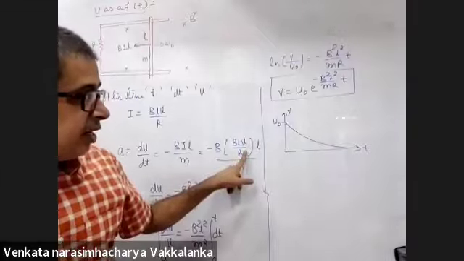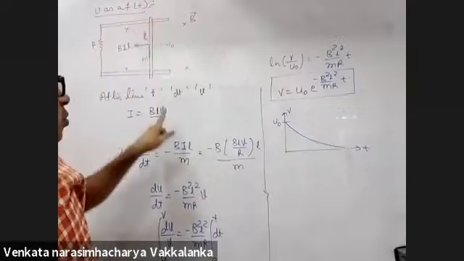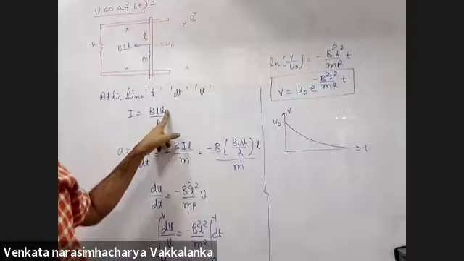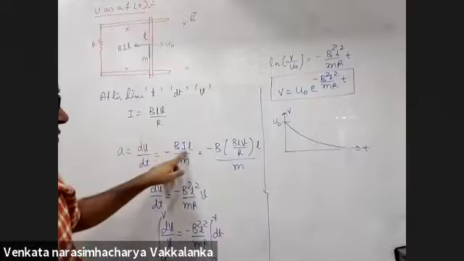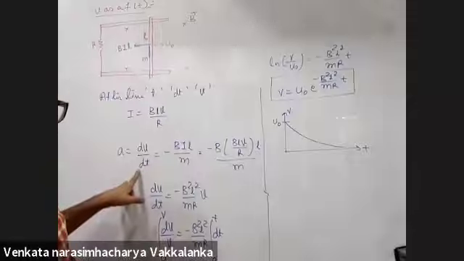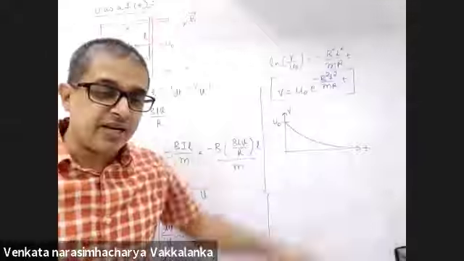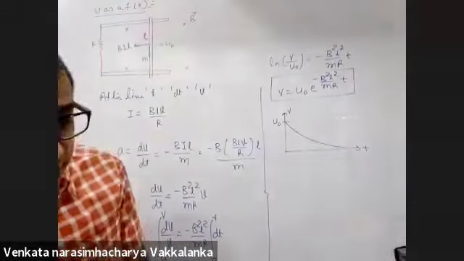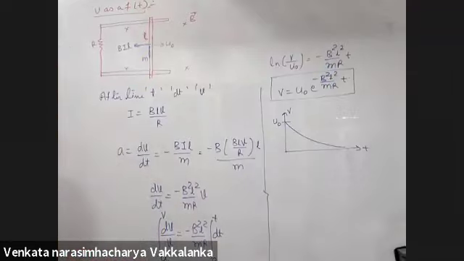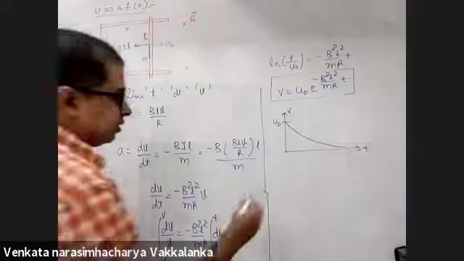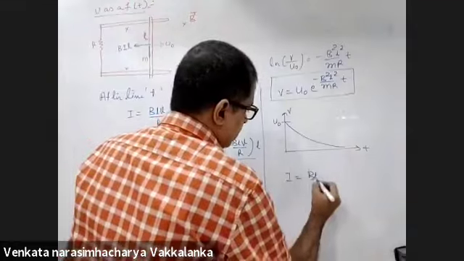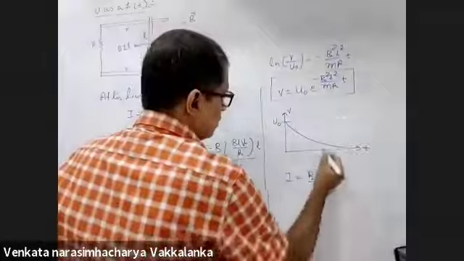I repeat, have a look at it. As the velocity decreases, motional EMF decreases. Motional EMF decreases, current will decrease. Current will decrease, the deceleration will decrease. So it will take infinite time for the rod to come to rest. Theoretically, it takes infinite time for it to come to rest. Then how about the current? Current is BL by R into velocity.